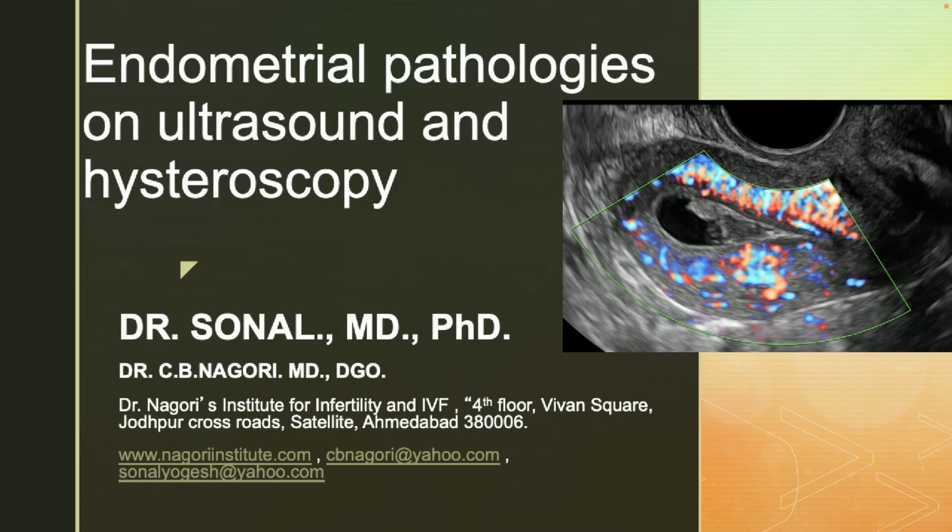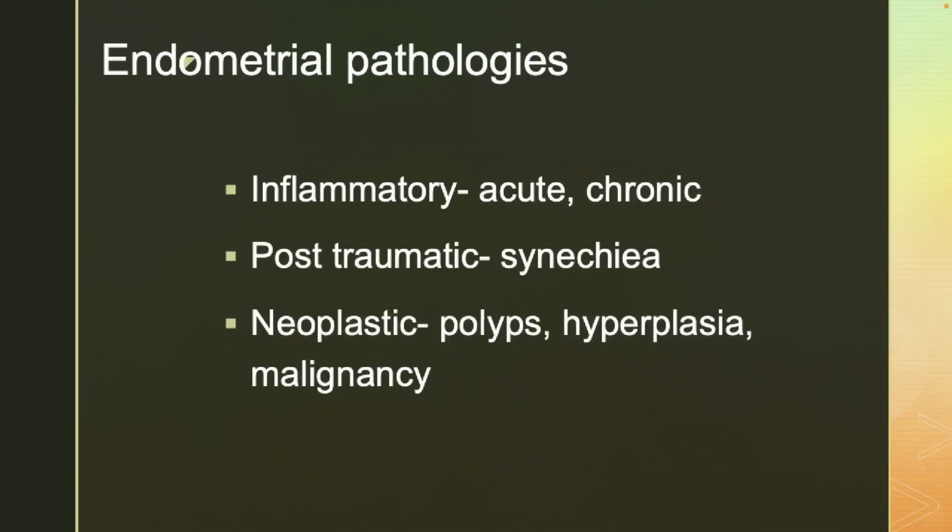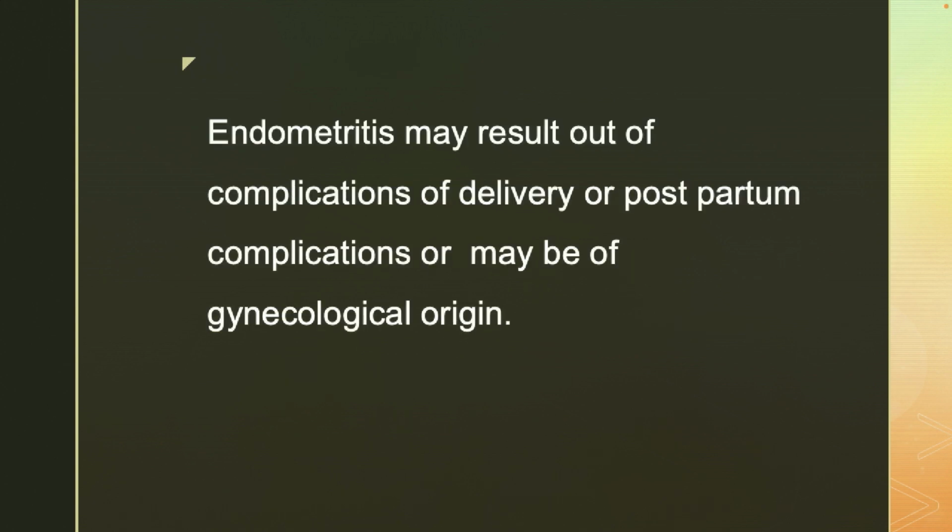So, endometrial pathologies on ultrasound and hysteroscopy. Endometrial pathologies can be what? They can be inflammatory, post-traumatic like synechiae, or neoplastic like polyps, hyperplasia, malignancy, and so on. What we will do today is restrict ourselves to the endometrial lesions that we commonly see in infertile patients. Since we have been discussing infertility since morning, we will mention a little bit about malignancy, but we will not do malignancy in detail.